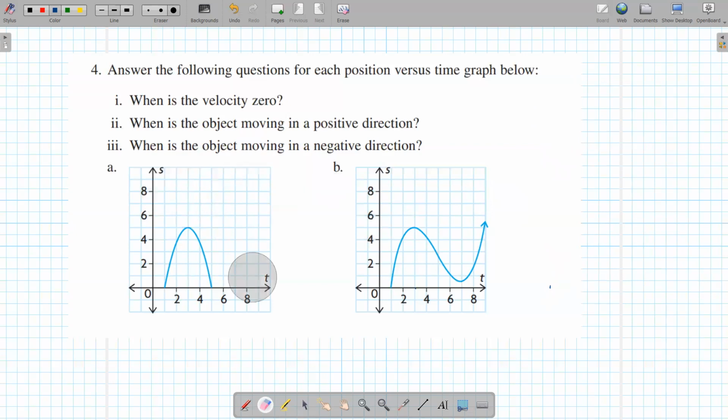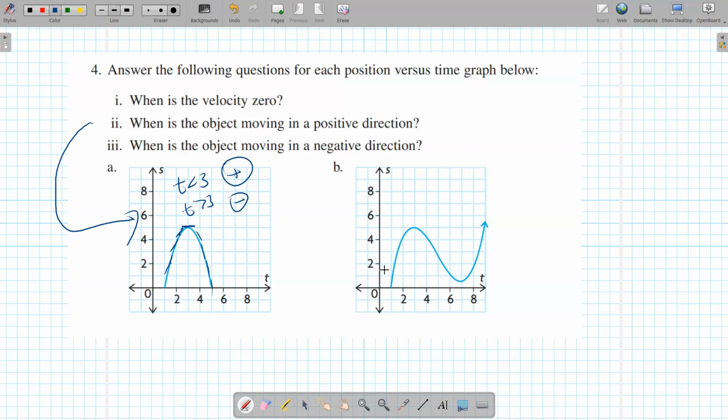The second question here, when is the object moving in a positive direction? You just look for the tangent lines. You see the first one? This is positive, positive, up until it hits 0, and then starts going negative. So for this one, in a positive direction is when time is less than 3, it'll be positive. When time is greater than 3, it's going to be negative. You see that? Everything here is going down.